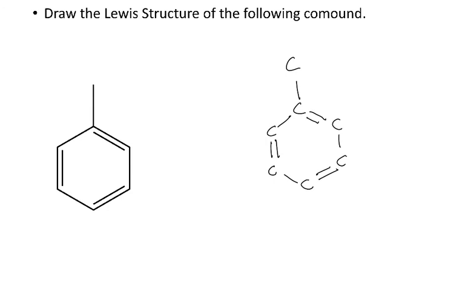The one sticking out at the top has just 1 bond, so it needs 3 hydrogens. This carbon has 1, 2, 3, 4 bonds, so it's done. This carbon has 1, 2, 3 bonds, so it needs 1 hydrogen. The same thing with the other carbons around the ring. They all have 3 bonds, so they all need 1 hydrogen.